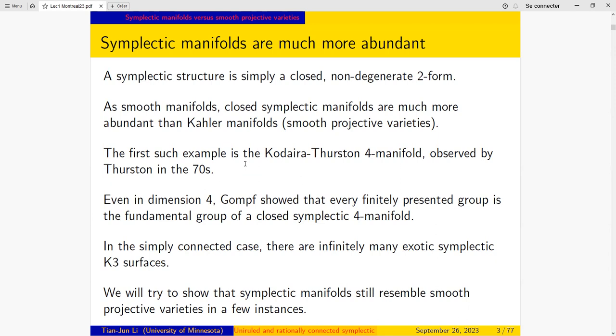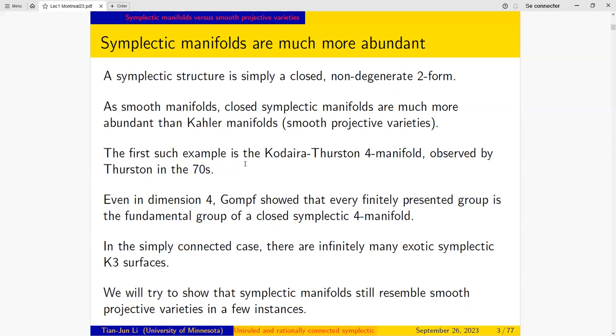Then Thurston rediscovered it as a symplectic manifold, from the point of view of a T2 bundle, where the T2 fibers are homologically nontrivial. That's the essential part of being symplectic. And then from then on, in the 80s, there were still a lot of conjectures saying that symplectic four-manifolds are still not too far away from Kähler surfaces, but then so many new symplectic manifolds were constructed.